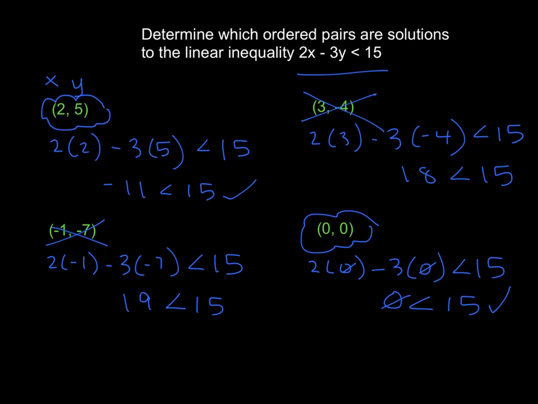Whenever you substitute in negative 1, negative 7, and you do the computation, you get 19. 19 is not less than 15. That's why I crossed this out. It is not part of my solution. When I plug in 0, 0, however, I get 0 is less than 15, which is true, and that is why I circled this one, because it is part of our solution set. So I have two ordered pairs that I know will satisfy this linear inequality, and I have two that do not.